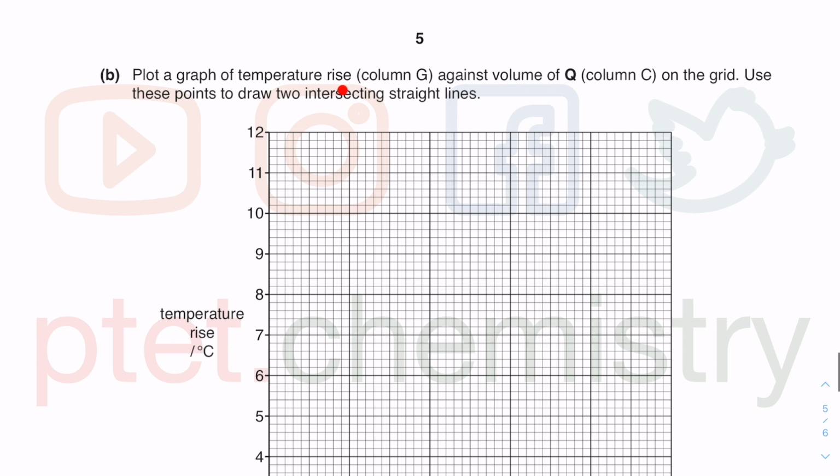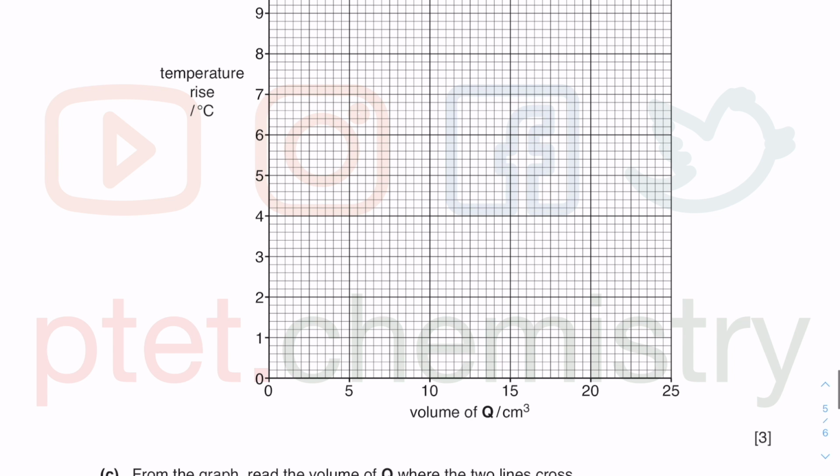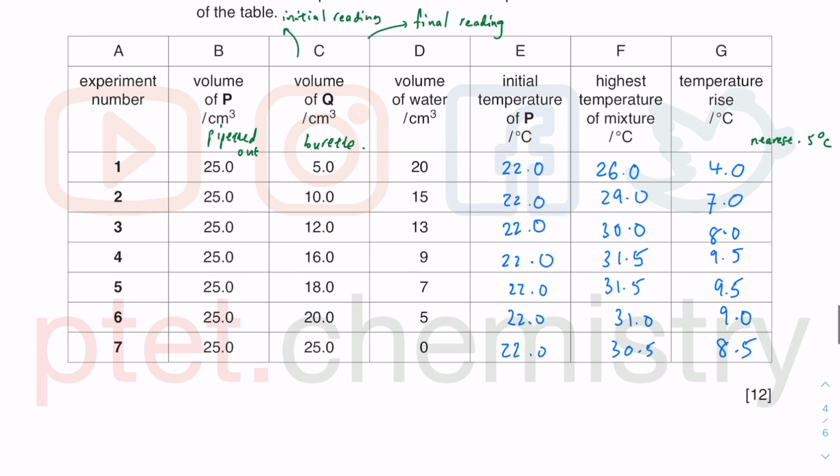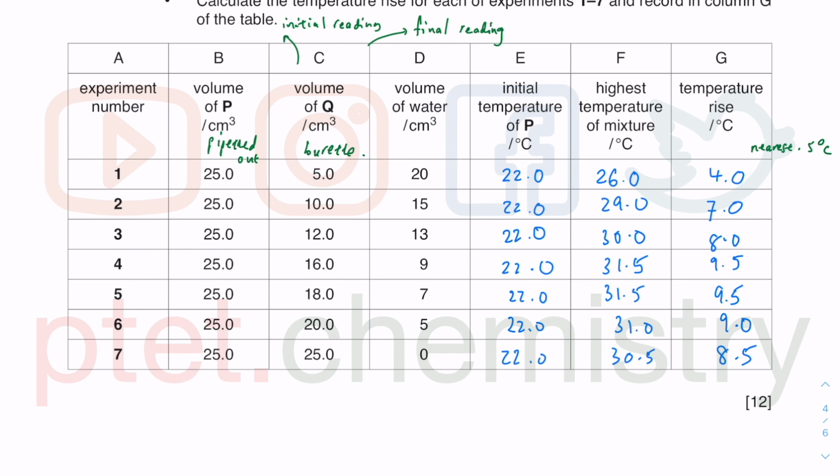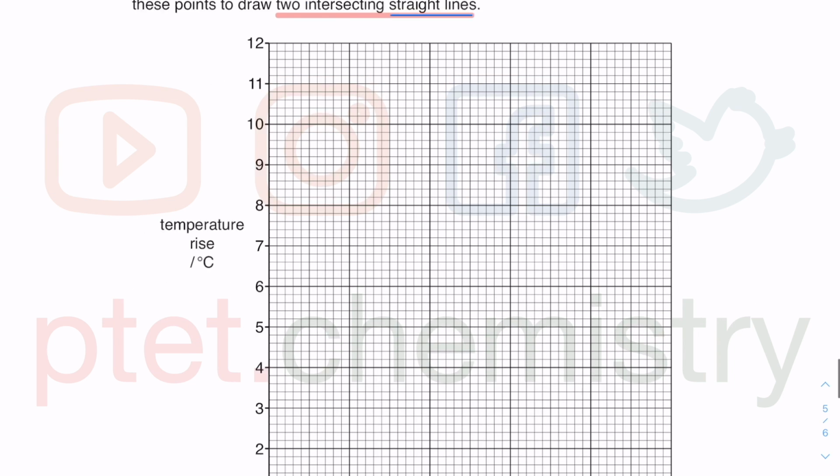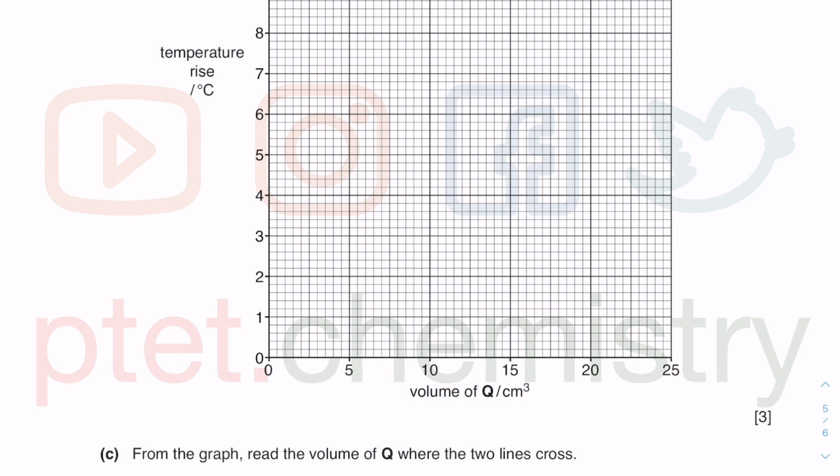Now plot the graph of temperature rise against volume. This is the y-axis, and this is the x-axis. Y-axis is vertical, x-axis is horizontal. Use these points to draw two intersecting straight lines. The idea is they are straight lines, and they will intersect. These have been given to you with the units. If you are asked to come up with a scale and label these things, this might be worth 4 to 5 marks. Now this starts out with volume of 5.0 cm cube and 4.0 degrees Celsius. So 5.0 cm cube and 4.0 degrees Celsius.